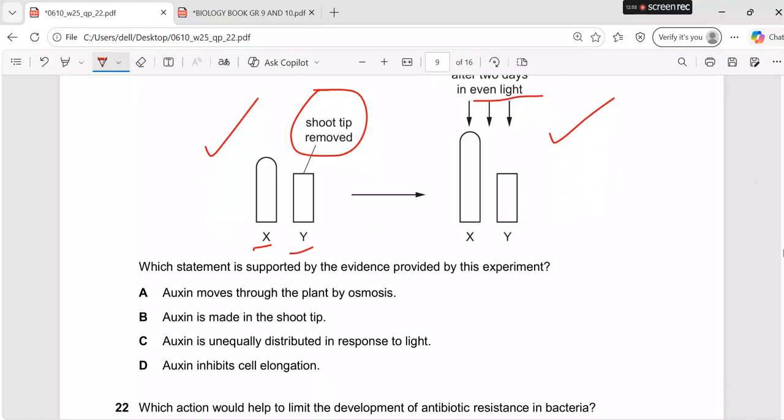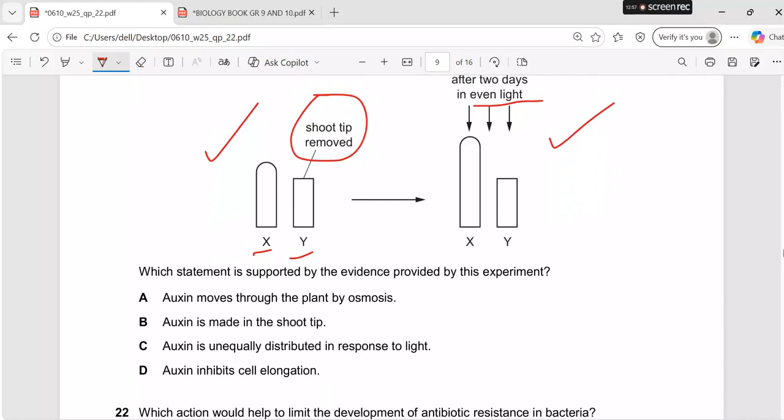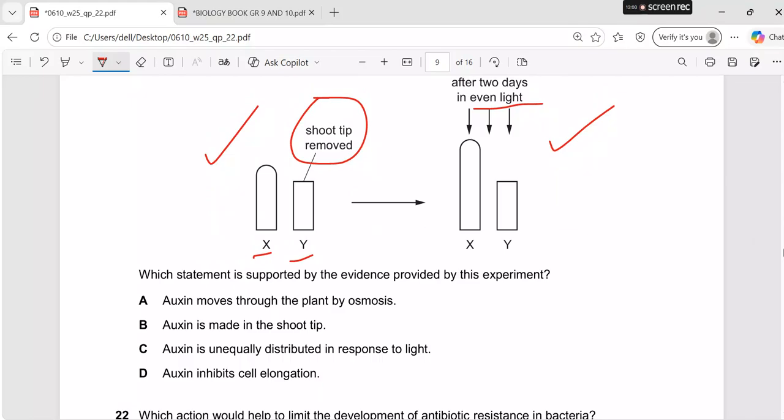Basically, which statement is supported by the evidence provided by this experiment?